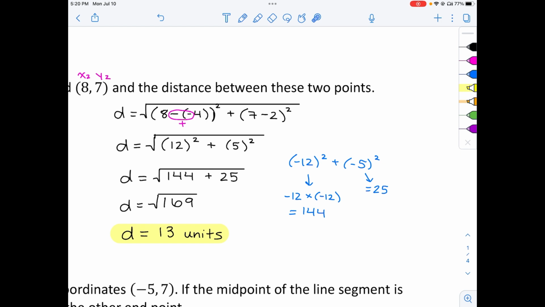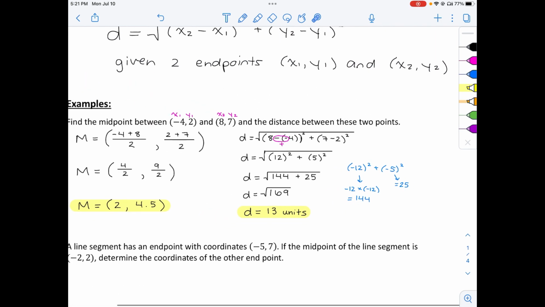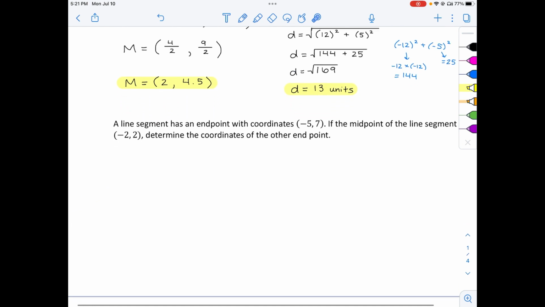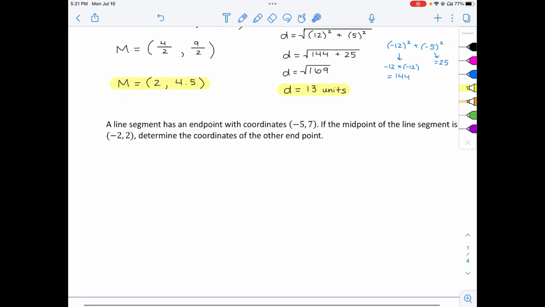Okay, so just keep that in mind, either that you're going to type it in with brackets here, or you're just recognizing that the square of a negative number is the exact same as the square of that same number that's positive. Okay, so the last example with midpoint that we are going to look at is how we can find the coordinates of an endpoint if we are given the other endpoint and the midpoint.